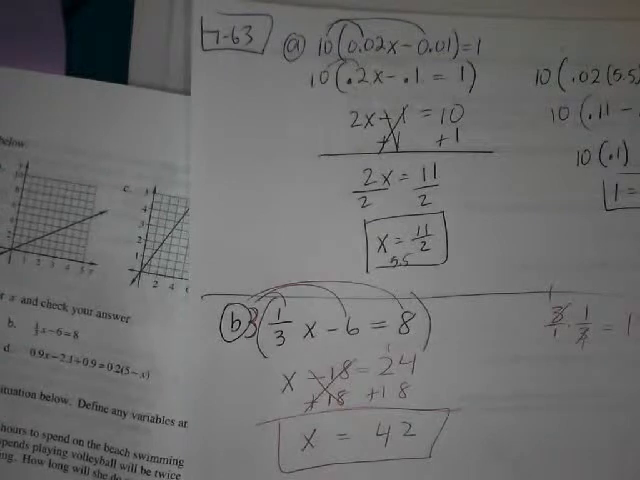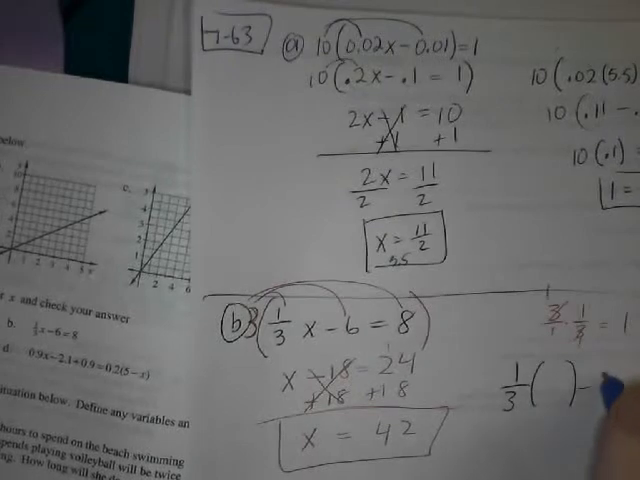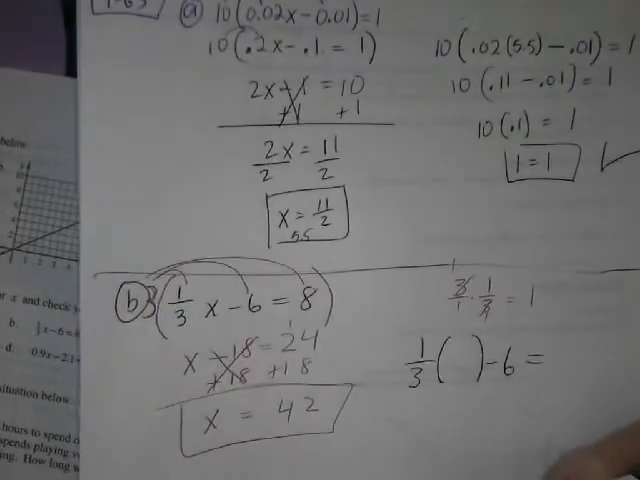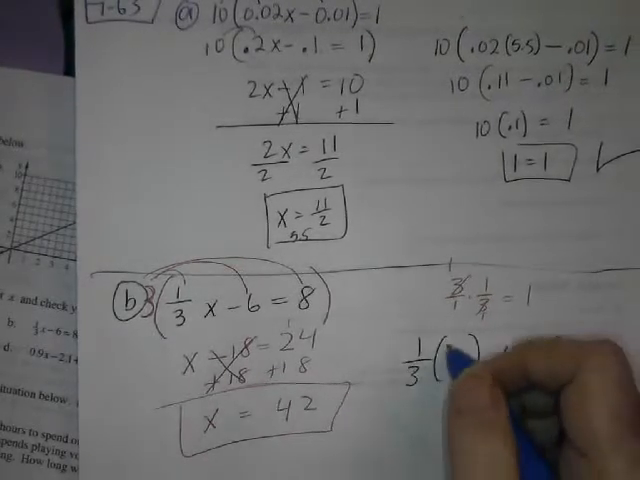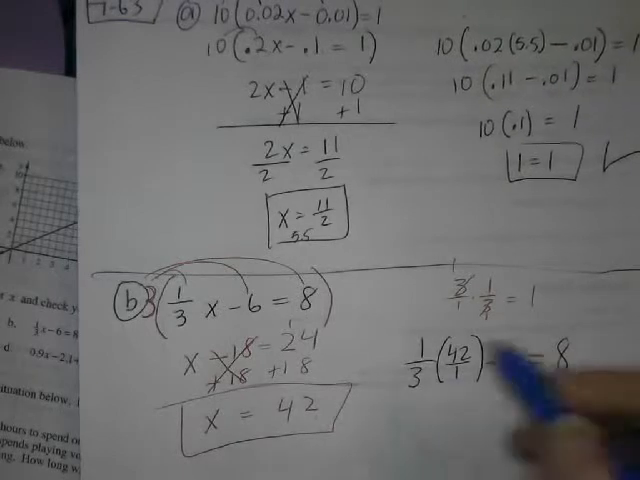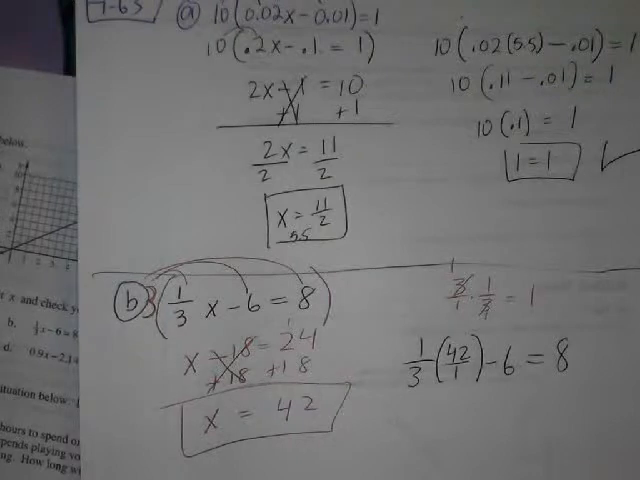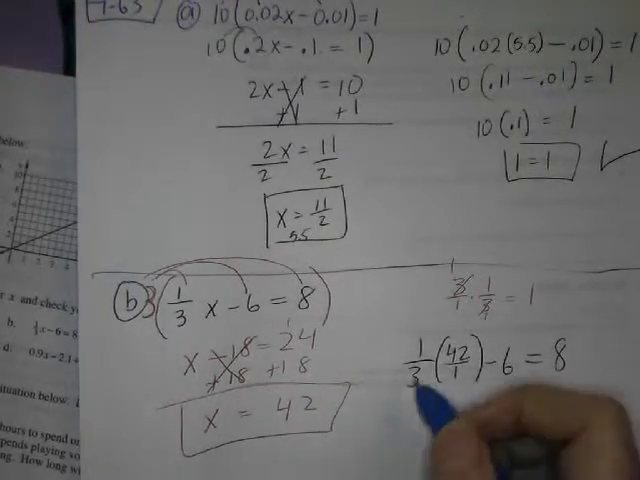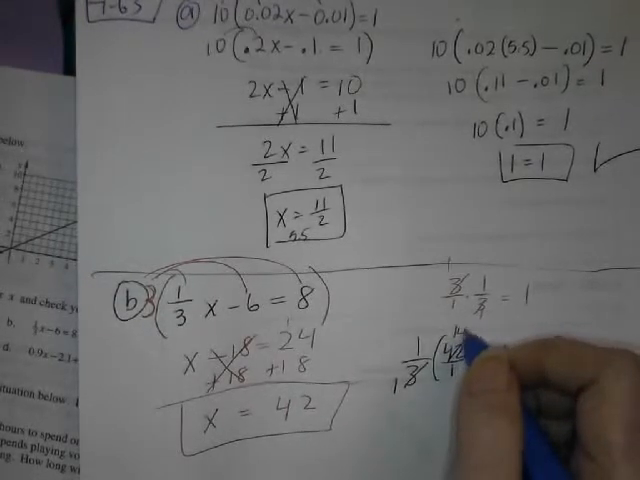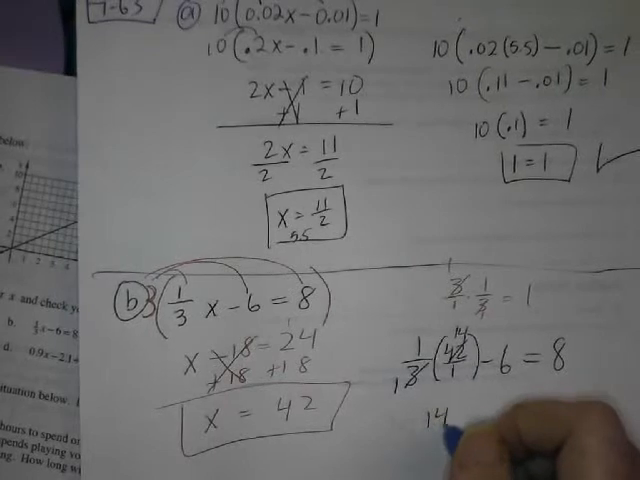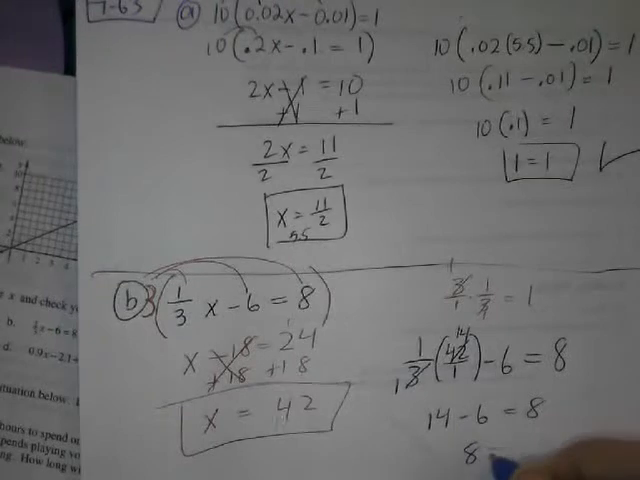So I remember that the original problem was 1/3 times x minus 6 equals 8. So I think that x is 42, so I'm going to check that. Now I think 3 goes into 42. Just think so. It turns out that 3 times 14 is 42, so I can cross cancel these out. 3 times 14 is 42. So now I have 14 minus 6, is that equal to 8? Well, yeah, because I know 14 minus 6 is equal to 8.